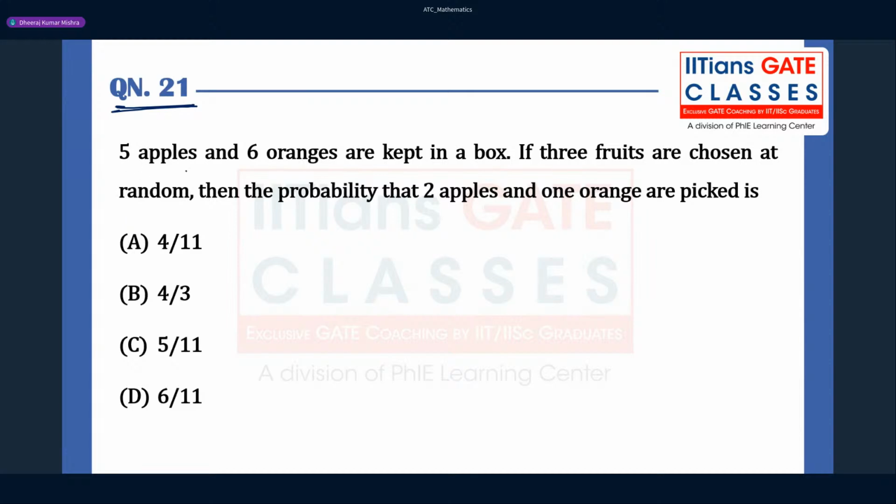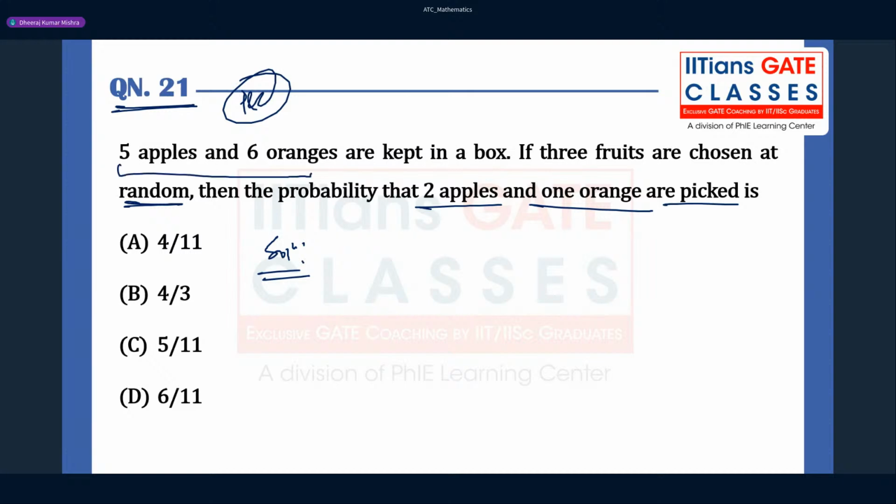So you see, 5 apples and 6 oranges are kept in a box. If 3 fruits are chosen at random, then find the probability that 2 apples and 1 orange are picked. This question is based on P and C, and those whose basics are very strong can answer it. What is the answer here? The total fruits are 5 apples and 6 oranges.